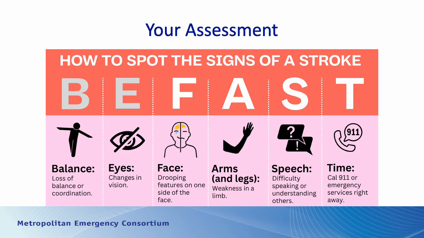What is their face like? Do they have drooping features on one side or the other? I think that's pretty straightforward for us. Do you test the arms and legs for weakness in a limb? So this is a little bit more than the Cincinnati stroke scale. Do they have arm strength? If they hold the arm straight out, close their eyes, do they stay up? Do they have any drift of the arms or the legs? And what's the speech like? Do they have any trouble speaking or understanding others?